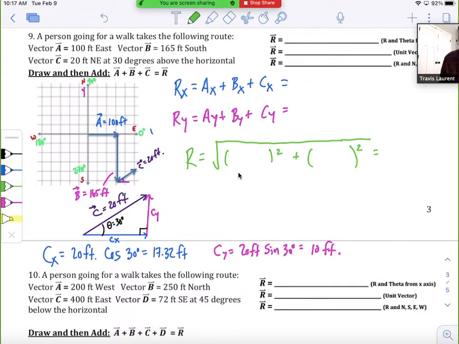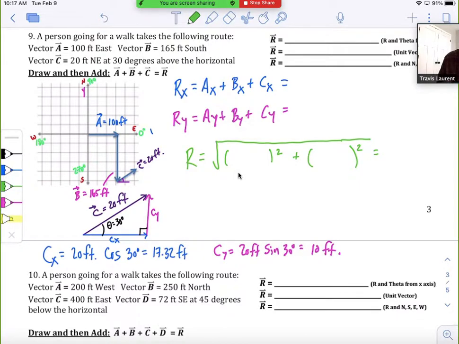All right, so we're just going to walk through number 9 because we kind of ran out of time in class. So we have a person going for a walk that takes the following route here. They walk vector A 100 feet east, and then vector B is going to go down or south 165 feet.